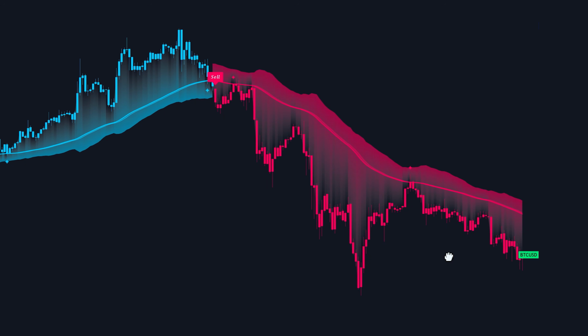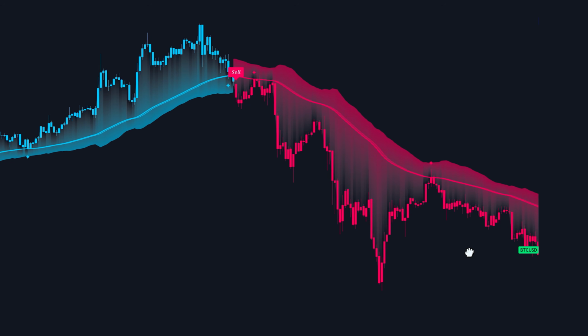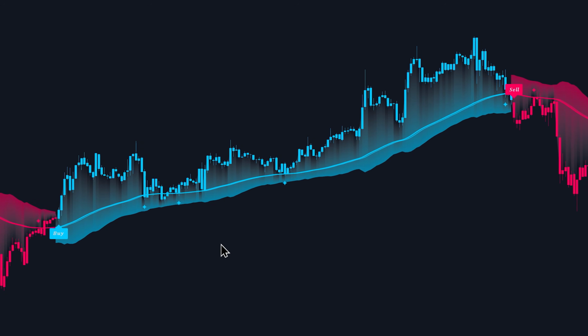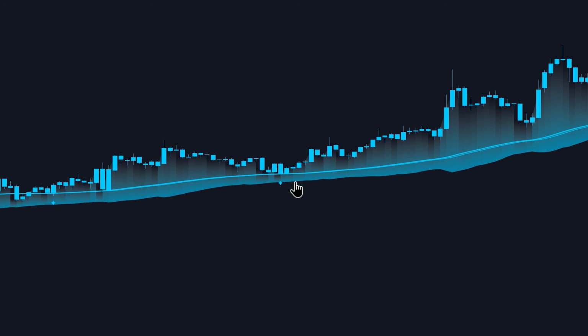You'll also notice the baseline cloud thickness changes. When the cloud looks wider and more obvious, that typically means intrabar momentum is stronger. When it's thin and tight, the move is weaker or price is compressing.